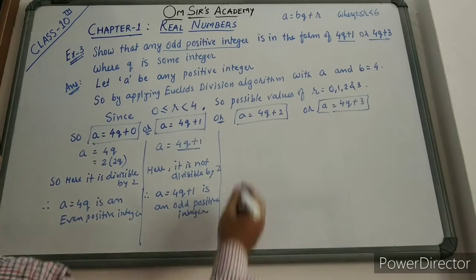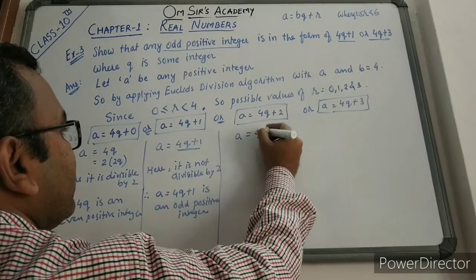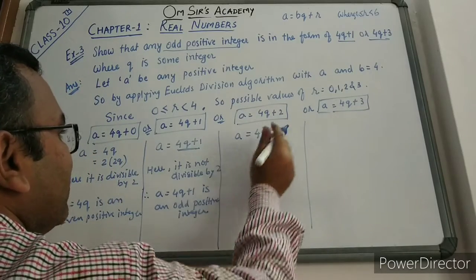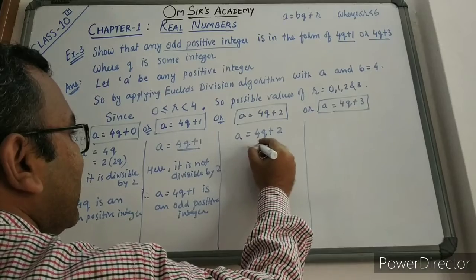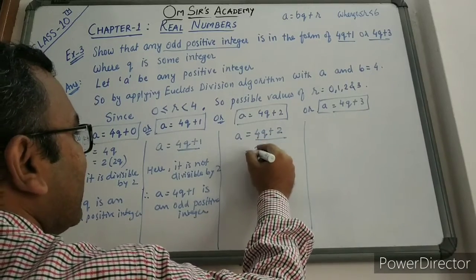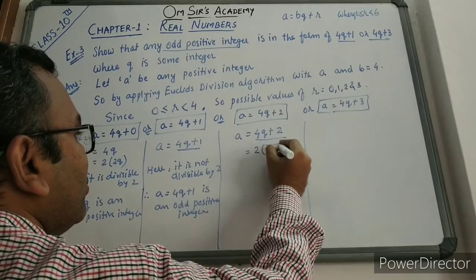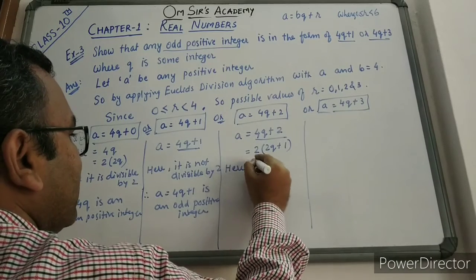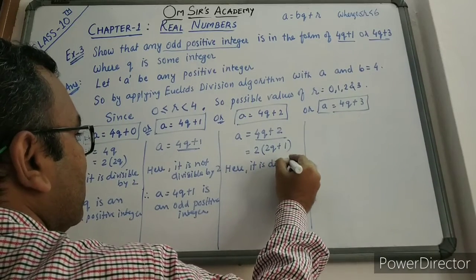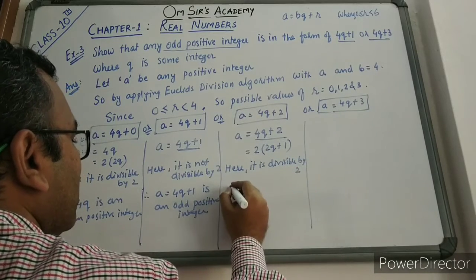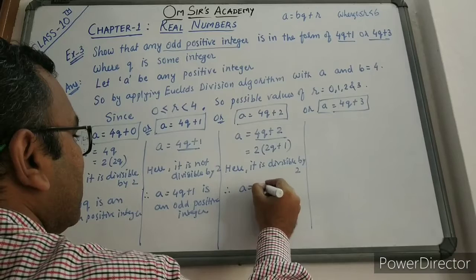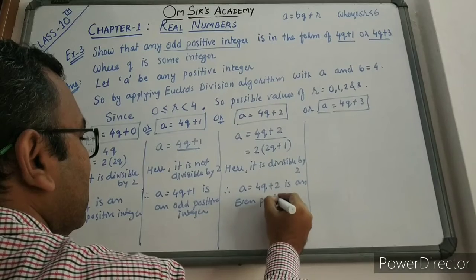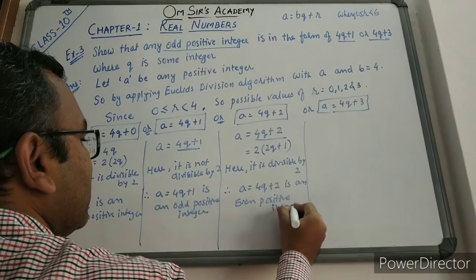Is it clear? Then in the third case, we take a equals 4q plus 2, with remainder 2. Here we can take out 2 as a common in the whole. If we take out 2, what will remain inside? 2 into 2q plus 1, since 2 ones are 2. So it is divisible by 2, and a equals 4q plus 2 is an even positive integer.